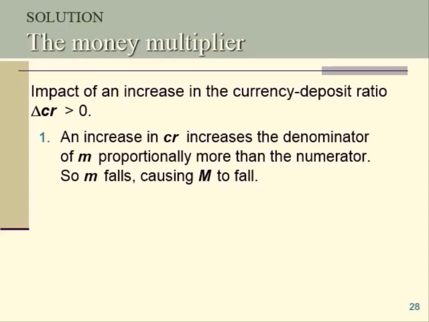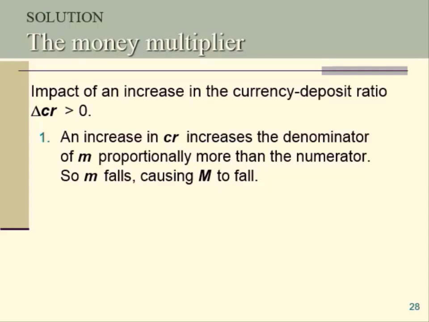So suppose the household decides to hold more of their money as currency and less in the form of demand deposits. That means currency C increases while demand deposits D decrease. Therefore, it causes the currency deposit ratio CR to go up. So the impact of an increase in the currency deposit ratio is that the change in CR is greater than 0.